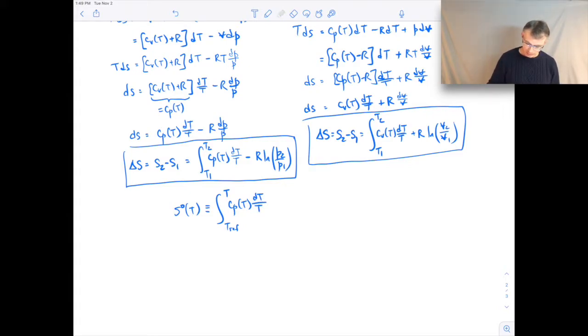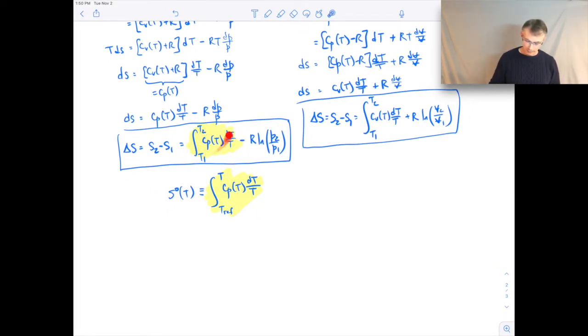So it's this kind of integral, except the only difference is that I'm leaving the upper temperature arbitrary, and the lower temperature is just some reference. It doesn't matter what the reference is, and I'll explain why in a moment, because it ends up subtracting out.